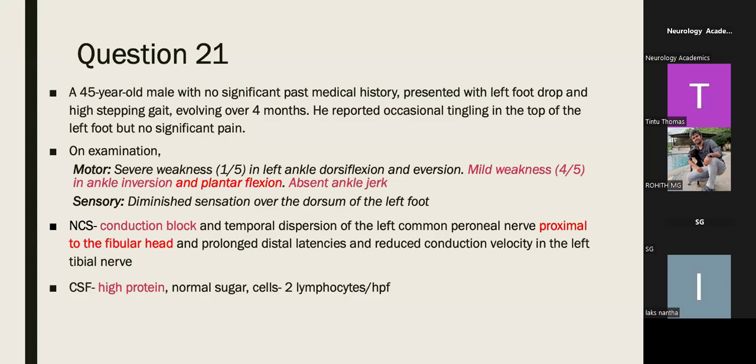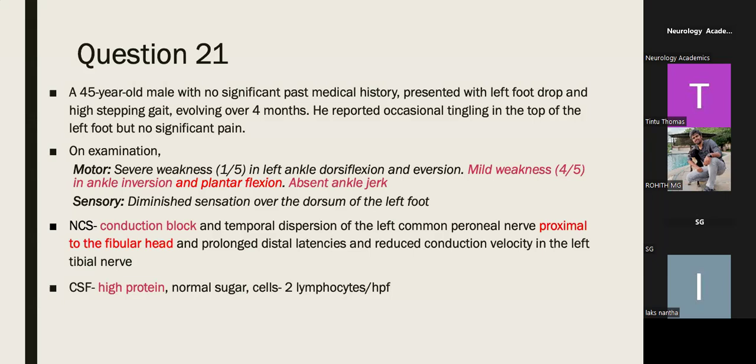So the point is that if you have a conduction block at that region, you know that the lesion is there. But in addition, there is another nerve being affected. So it cannot be just a very proximal lesion like a plexopathy, because that cannot explain why there is a conduction block.